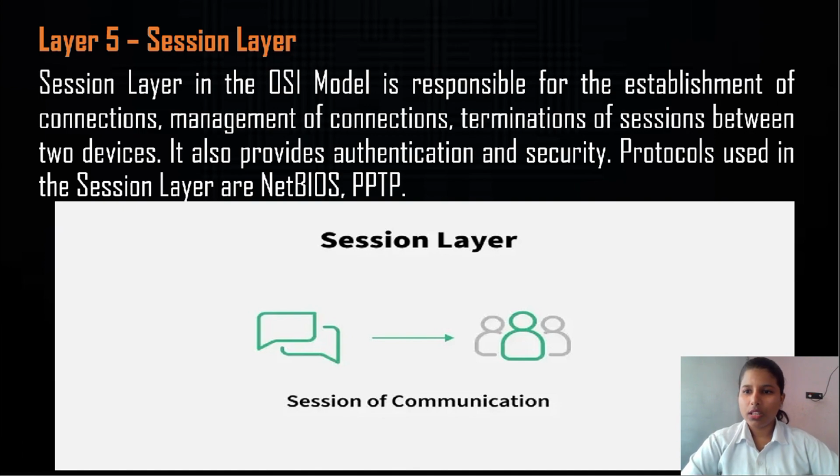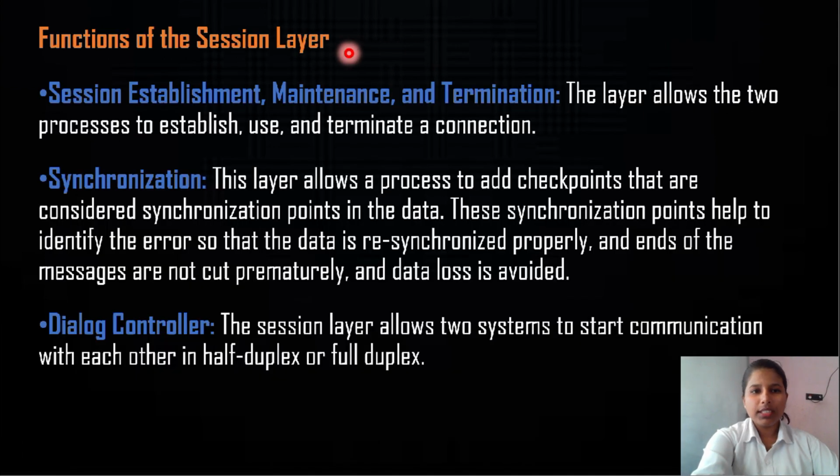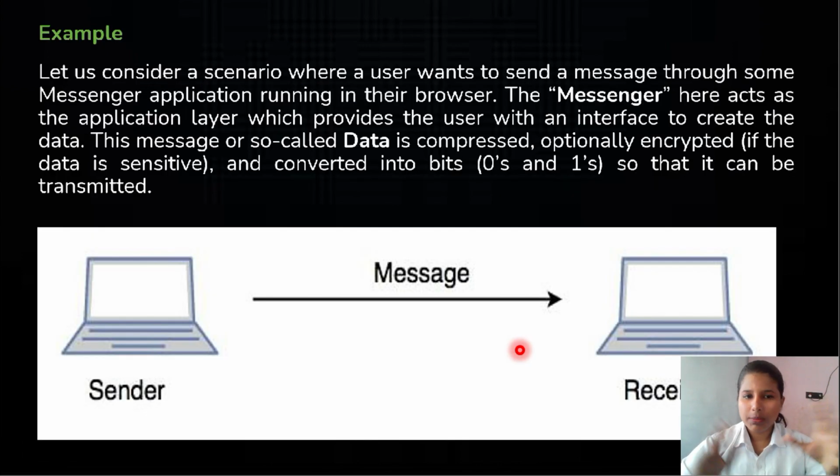Now let's see the functions that the session layer has: session establishment, management, maintenance and termination. This layer allows the process to add a checkpoint, considered a synchronization point, to the data, and dialog control, which means the session layer allows two systems to start communication with each other in half duplex or full duplex.